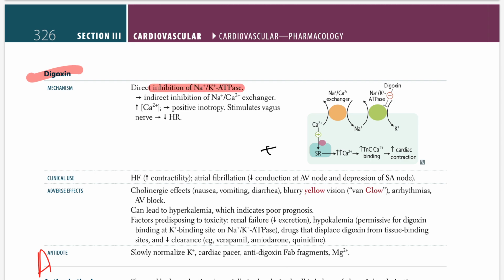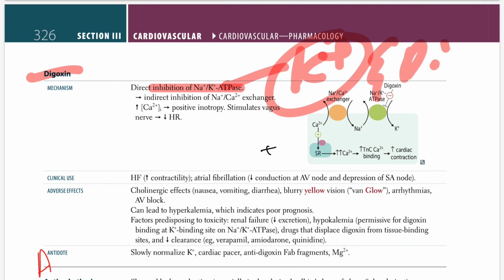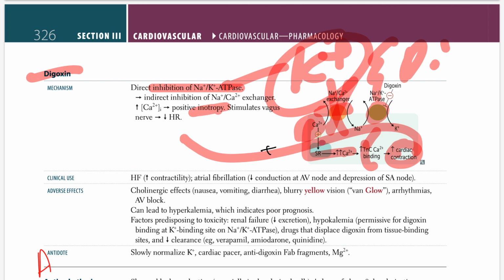Digoxin inhibits sodium potassium ATPase at the same site as the potassium. It binds to the potassium site on the pump. So potassium and digoxin compete for the same site on this channel. When you inhibit this channel, you are indirectly inhibiting the sodium calcium exchanger. That's going to cause an increase in calcium inside. That increased calcium causes binding of calcium to troponin C. That leads to contraction, which is your inotropy, an increase in contractility, right?